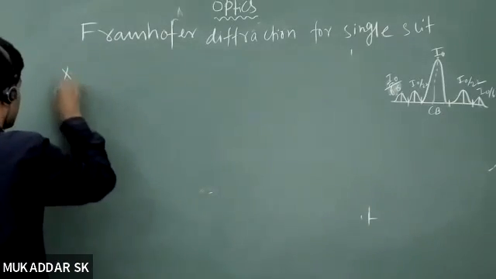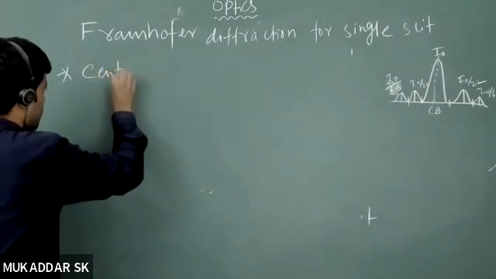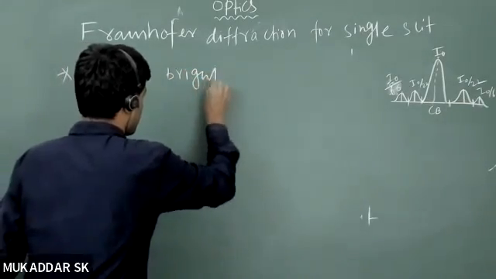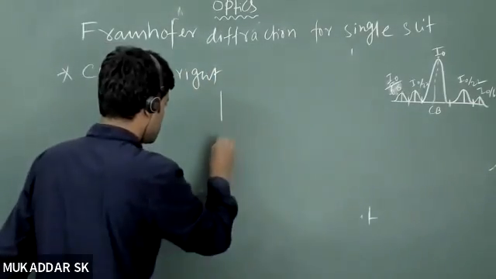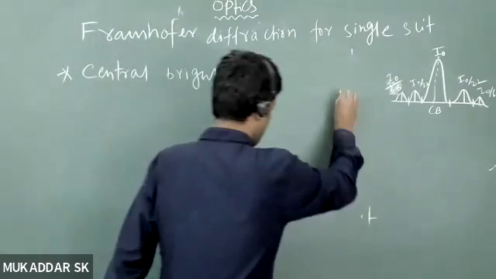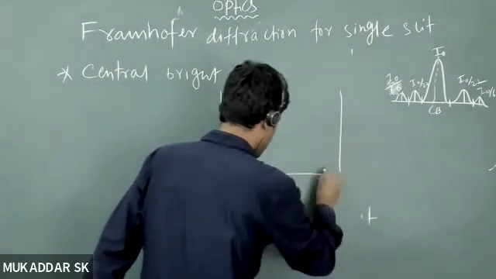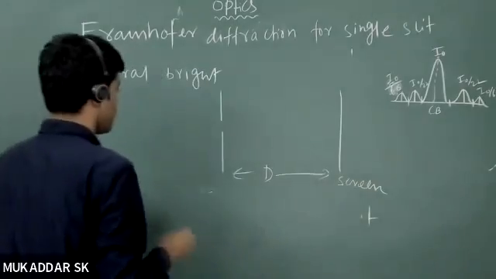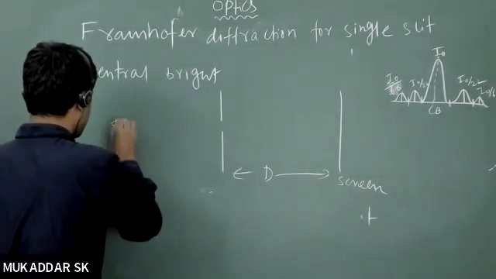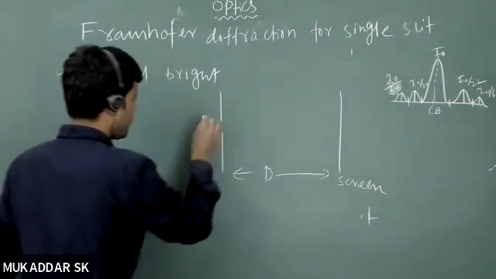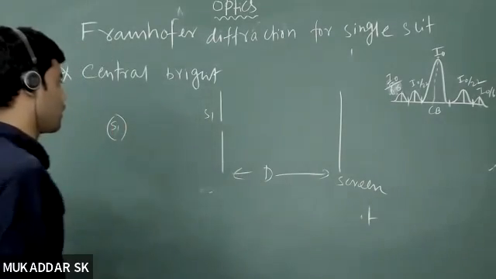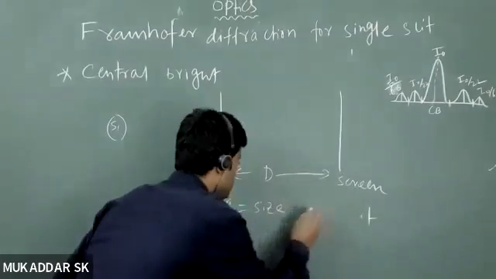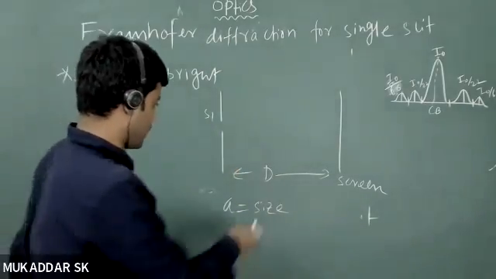So first we'll discuss about the central bright. Okay. So this is your experimental setup. This is the screen. Okay. And you have a source of light here. Okay. Sorry, S is the source of light. S1 is your slit. A is the size of the aperture. Okay. And D is the separation.